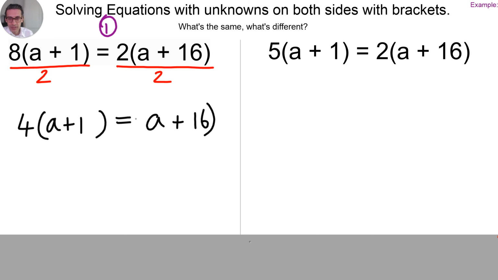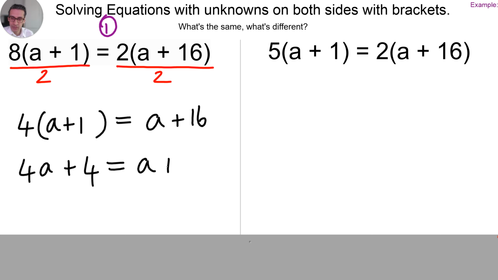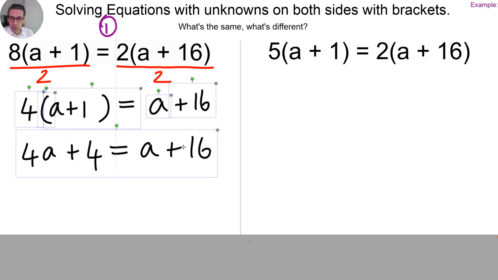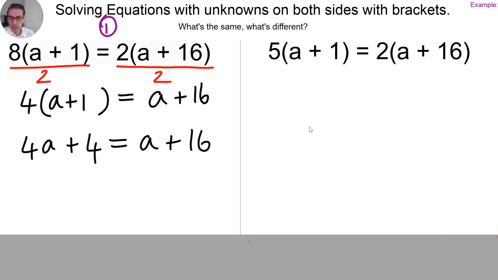Now I could keep the brackets in here, but they won't make a difference because there's a 1 on the outside, so it's just a plus 16. Step 2, I need to isolate a, because that's the whole point, we want to solve this. So I'm going to expand the bracket. So this becomes 4 lots of a plus 4 lots of 1 is equal to a plus 16. This question is now just like the previous questions that we've been doing in previous videos in this playlist. So we're just going to solve it as normal.